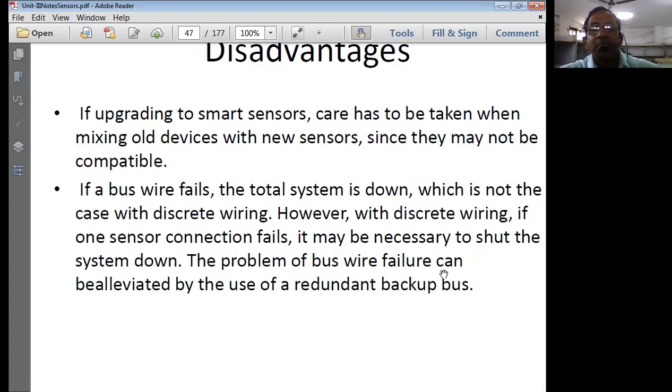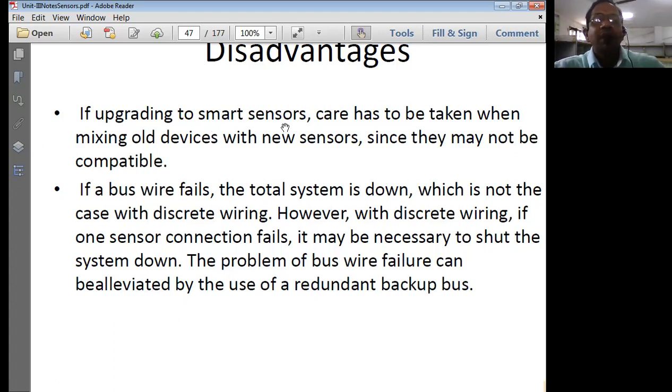The problem of bus wire failure can be alleviated by the use of a redundant backup bus. The only solution we can have, since we cannot repair that anyway, is to keep a backup bus system. If the main system is damaged, you can get your work done by the backup system. That is one of the alternate adjustments given to the sensors. Okay.